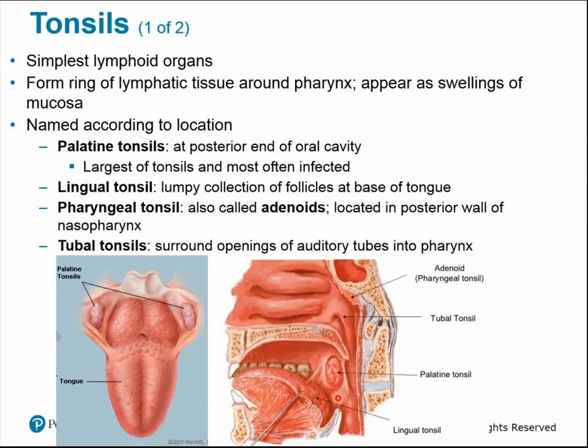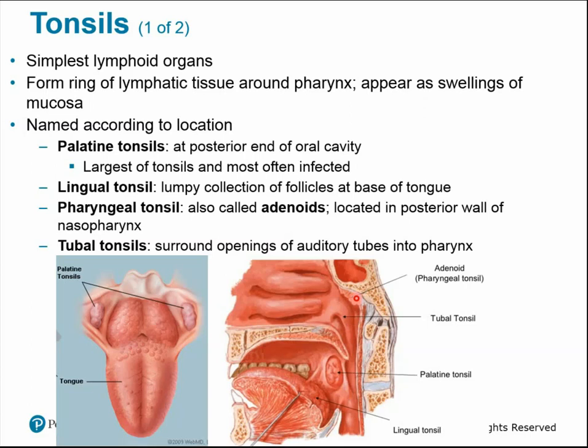Lingual tonsils at the base of the tongue, so lingual just means tongue. Pharyngeal tonsil, or the adenoids, located in the posterior wall of the nasopharynx, where the nose and the throat meet. And then tubal tonsils surround the openings of the auditory tubes.